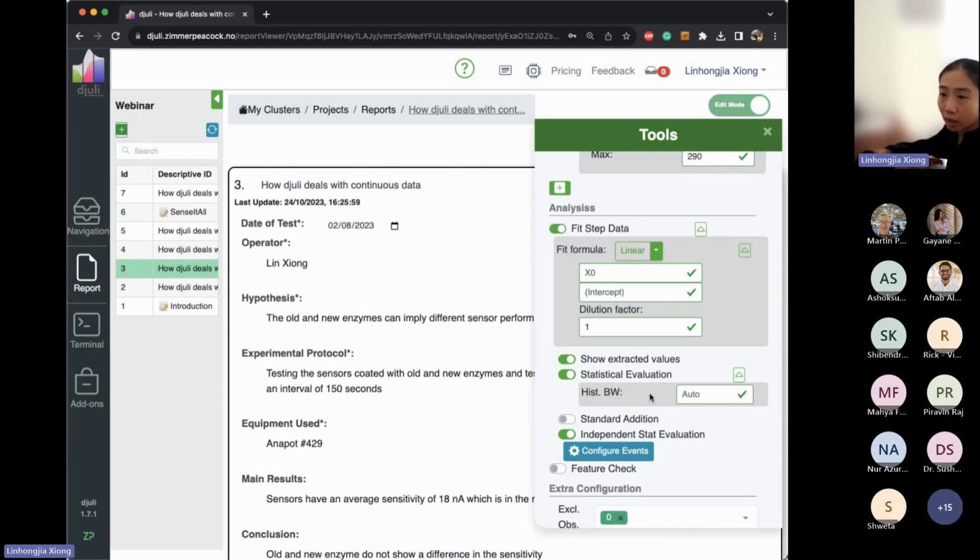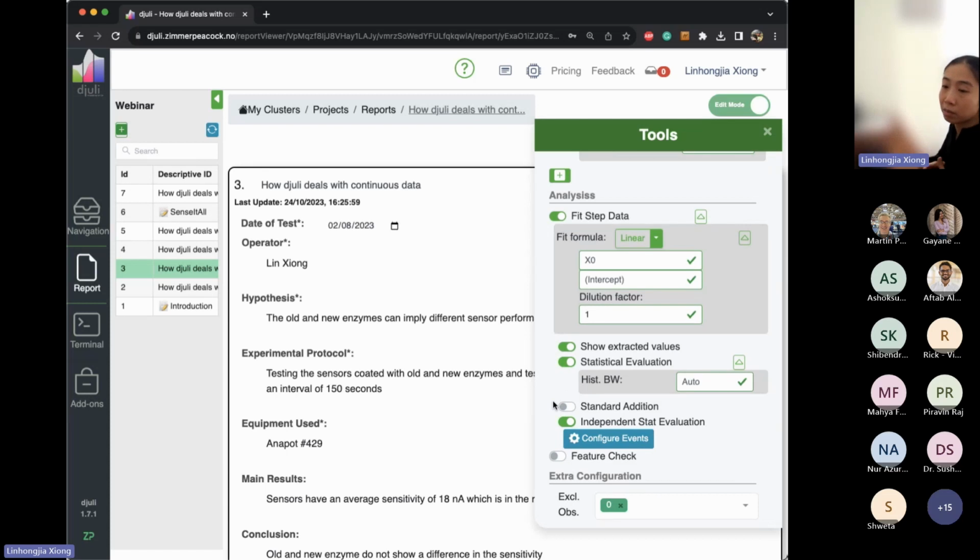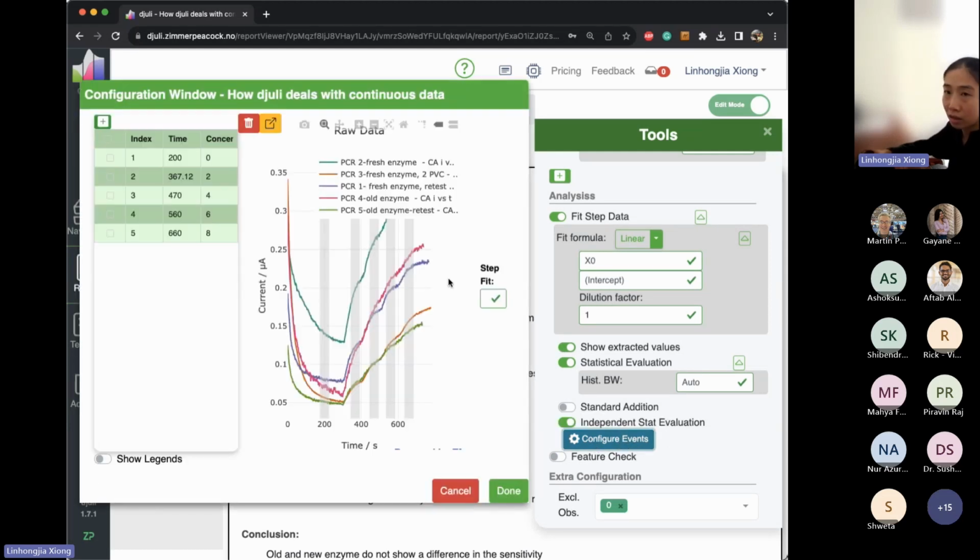What we need to do here is use some analysis buttons. You need to show extracted value, and if you are interested in the statistical analysis of the data set we collected, you need to click this one. Also for individual sensors, because not only is the batch information important, but individual sensor analysis can be important as well. After you click all those buttons, you need to go to configure the event.